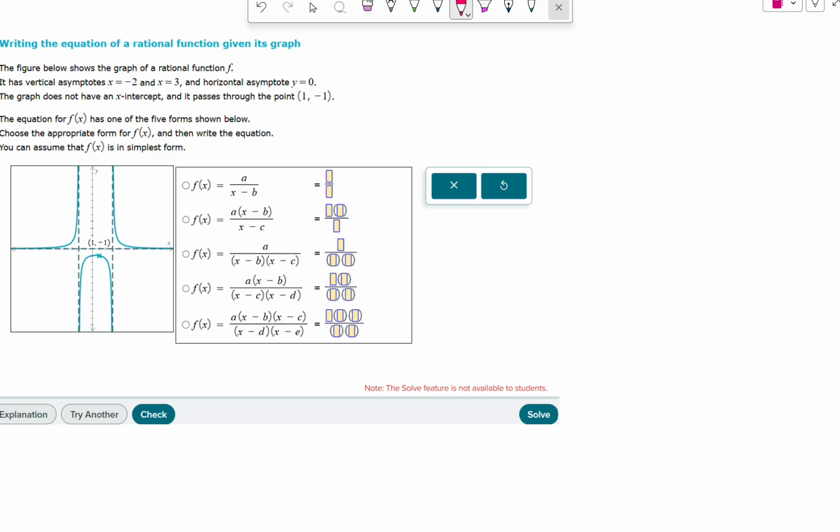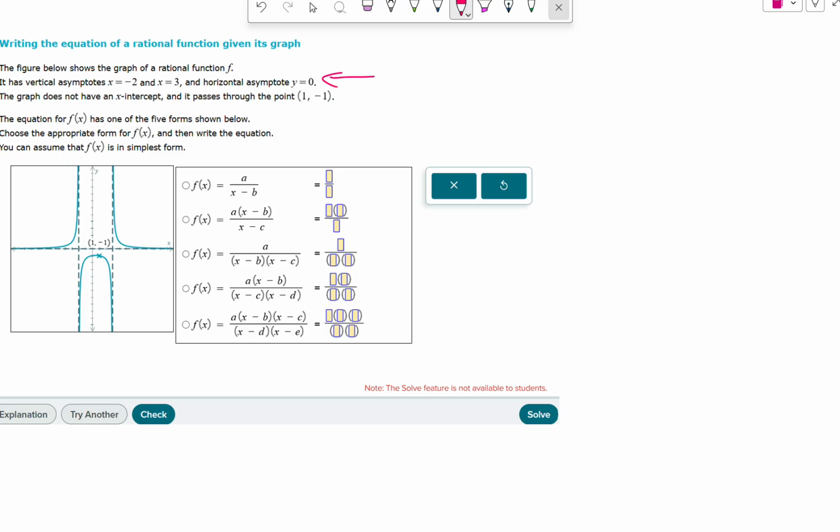All right, when I start this section, I actually do not skip to the kind of scary looking graph or the answers. I actually read through the words that they're giving me. These are the important parts. So it says the figure below shows the graph of a rational function f. It has vertical asymptotes x equals -2 and x equals 3 and horizontal asymptote y equals 0. This is where I'll start.